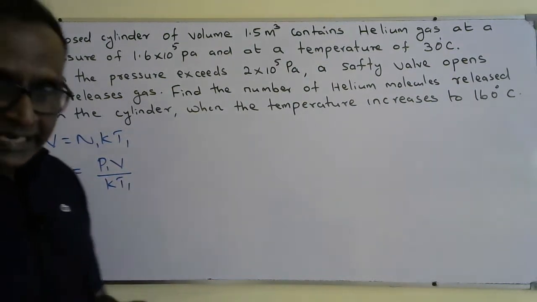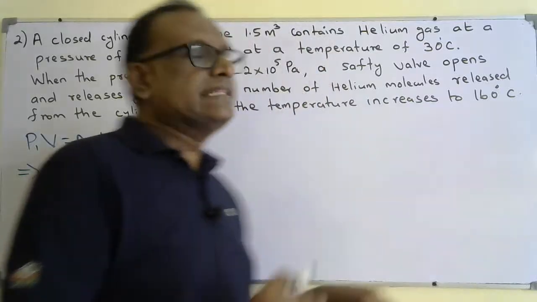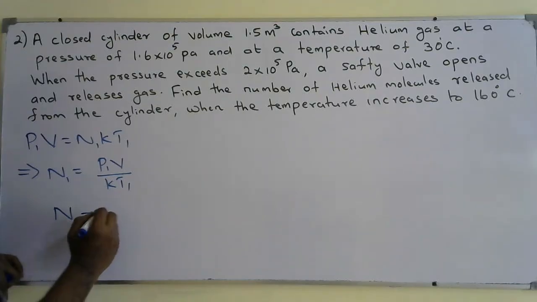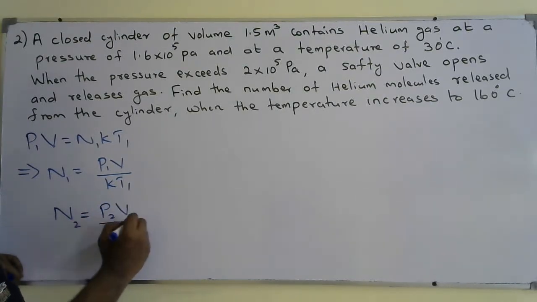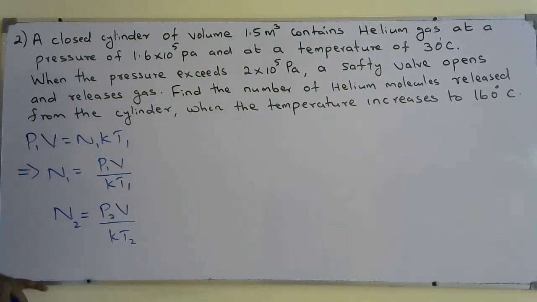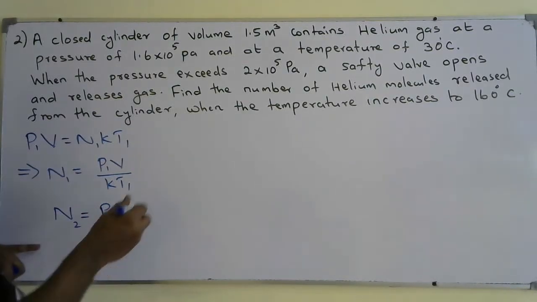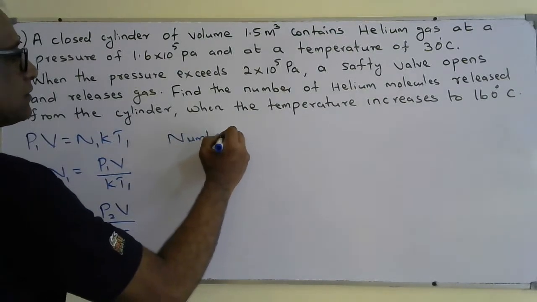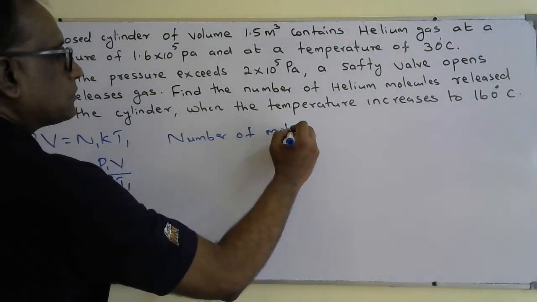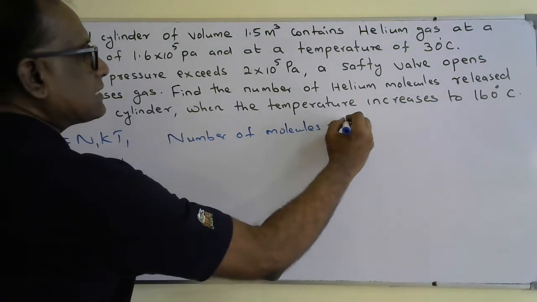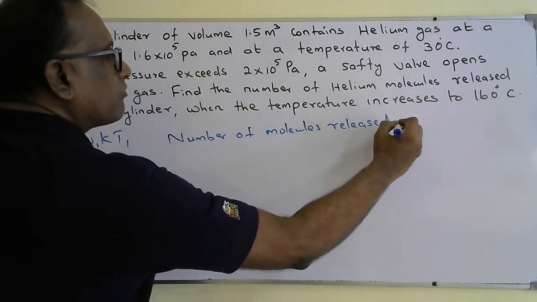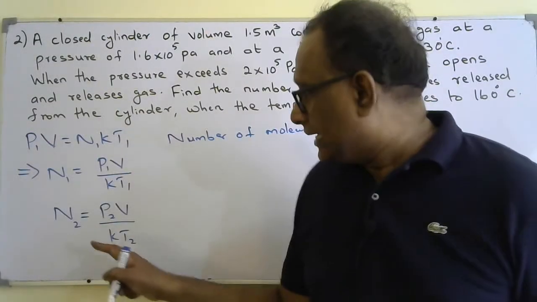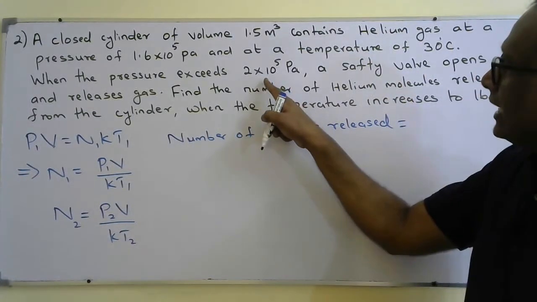Same way, after it is released, the number of molecules remaining in the cylinder, if I take N2, will be equal to P2 V over K T2. So the number of molecules released means the number released from the cylinder. Initially N1 number of molecules were there. Finally the pressure becomes P2, that means it can't exceed more than this.